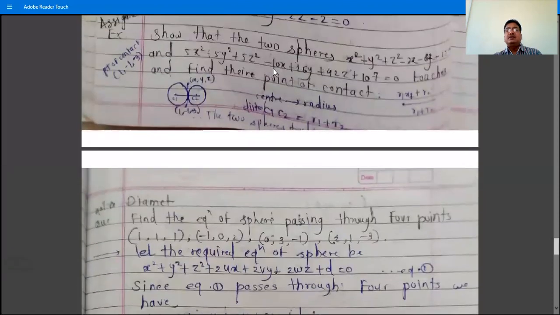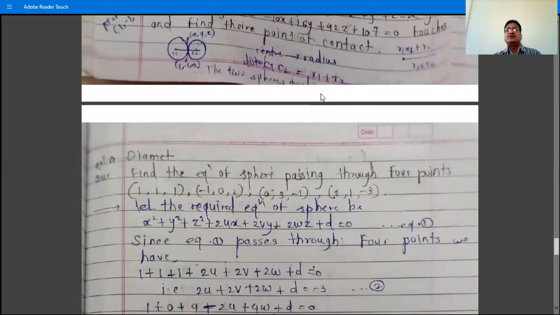Also, you try to solve this example. That is, find their centers, find the radii of these two spheres, and show that C1C2 = R1 + R2. And then we say the two spheres touch each other. Okay.